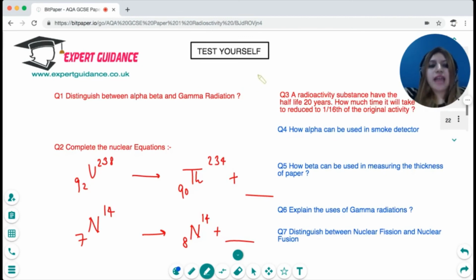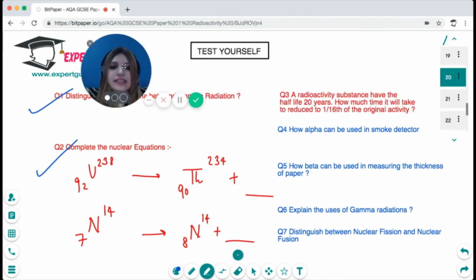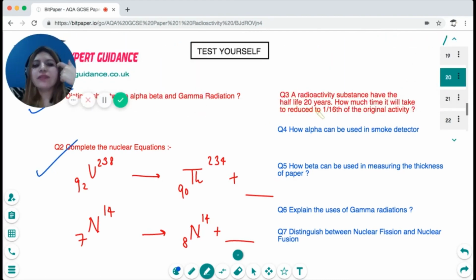Okay, so it's the time to test yourself. So the first question is distinguish between alpha, beta, and gamma. Then you need to complete this nuclear radiation equation. Then it says a radioactive substance has the half-life of 20 years. How much time will it take to reduce to 1/16 of the original activity?